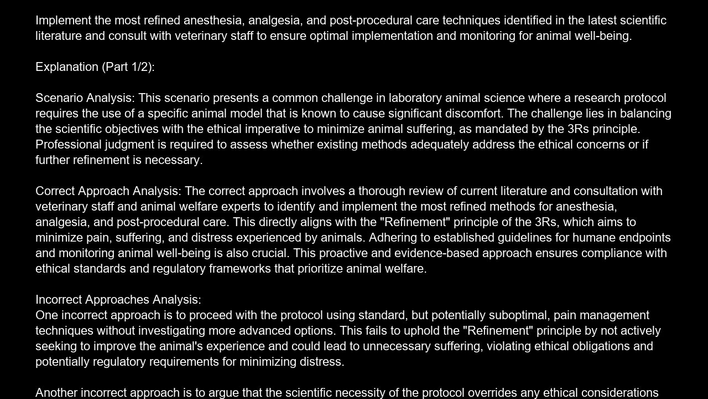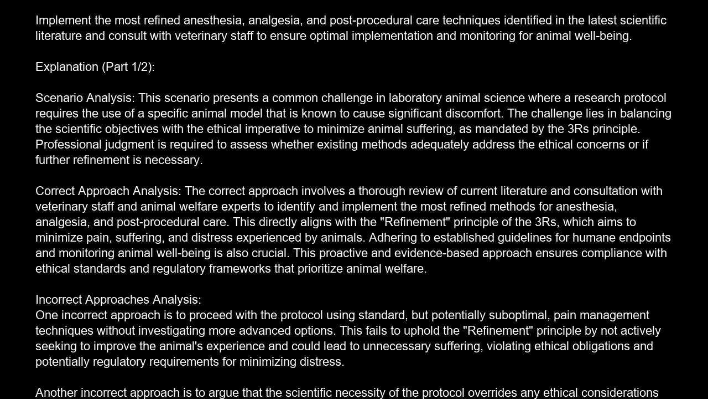Correct approach analysis. The correct approach involves a thorough review of current literature and consultation with veterinary staff and animal welfare experts to identify and implement the most refined methods for anesthesia, analgesia, and post-procedural care. This directly aligns with the refinement principle of the 3Rs, which aims to minimize pain, suffering, and distress experienced by animals. Adhering to established guidelines for humane endpoints and monitoring animal well-being is also crucial. This proactive and evidence-based approach ensures compliance with ethical standards and regulatory frameworks that prioritize animal welfare.